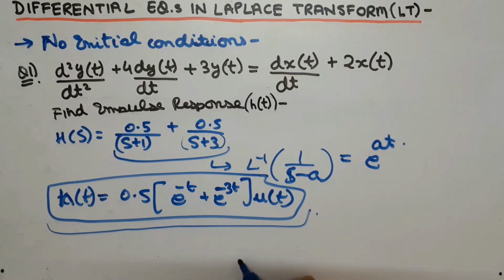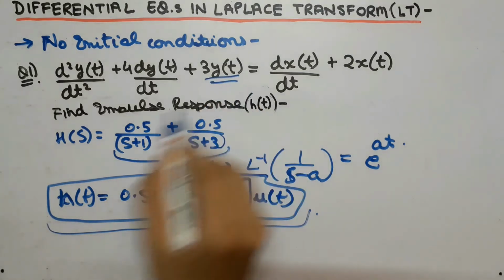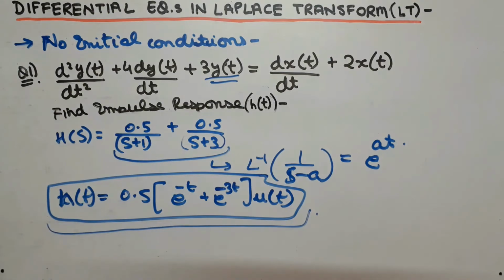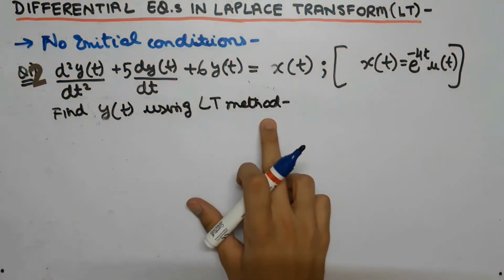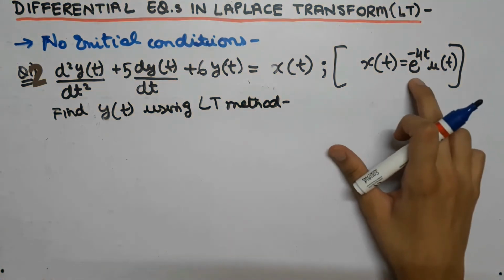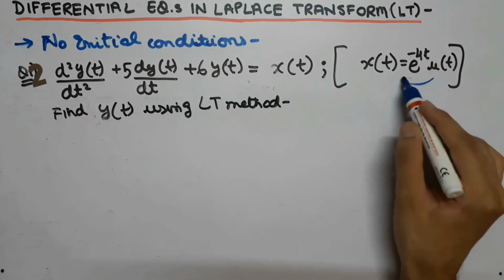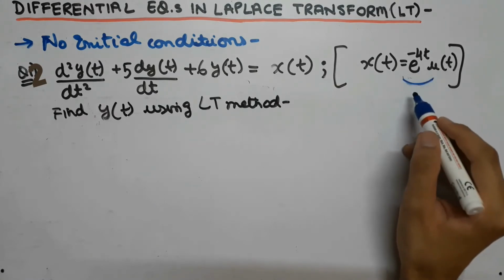Now we are going to do another question in which we will have to find the value of y(t) instead of h(t). Now guys, in question number 2, we have to find the value of y(t) using the LT method, and we are also given that the value of x(t) is e^(-4t) u(t). So while solving the question, we will first convert this into Laplace form.